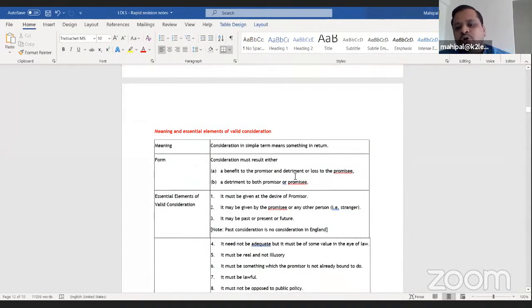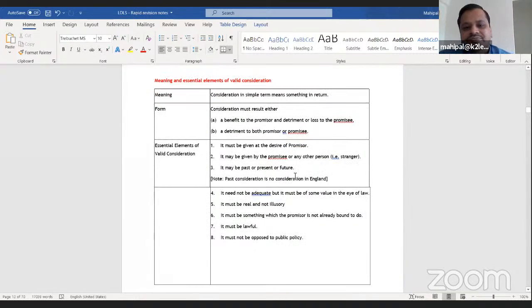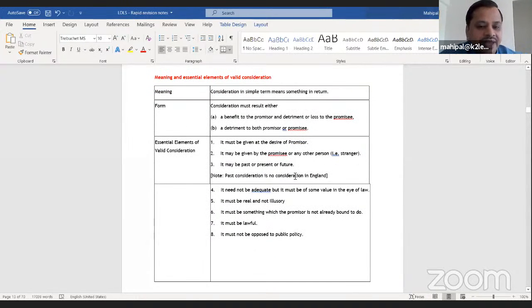Let's understand the next topic called consideration. Consideration means to say something in return. Essential elements, again an important question: essential elements of valid consideration. Number one, it should move at the desire of the promisor, which is the case law.